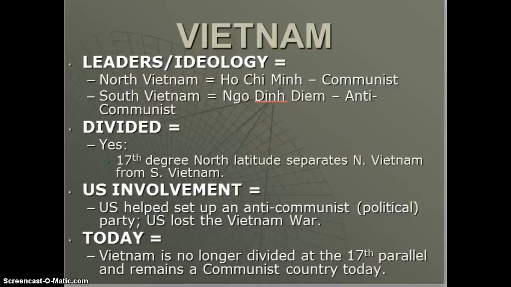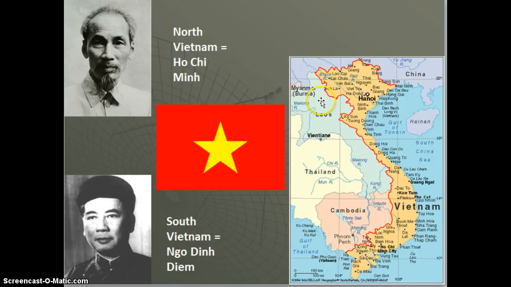And the last column says, what is the condition of the country today? Is the country still divided? Today, Vietnam is no longer divided at the 17th parallel. It is a single country and it remains a communist country today. All right, so here is a map of Vietnam. Today, it is a single country. North Vietnam was led by Ho Chi Minh, and South Vietnam was led by Ngo Dien Diem.